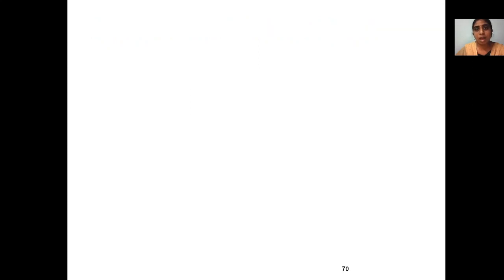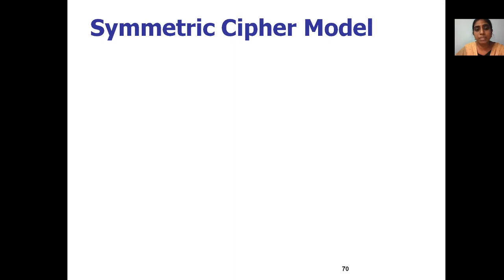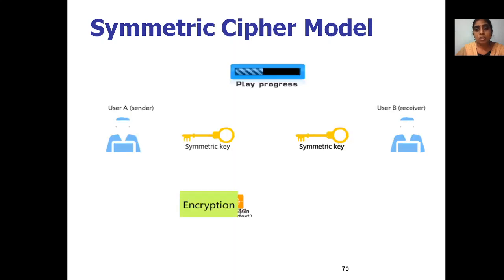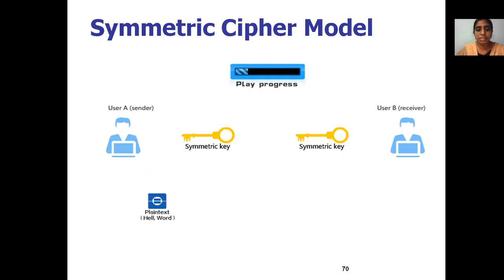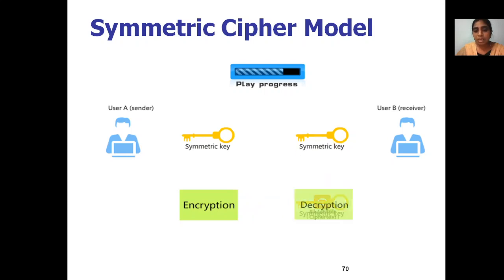So let us see how the symmetric cipher model works. You can observe here the user sends the data, encrypted with the symmetric key. At the decrypting end, the same symmetric key is used and the data is received by the receiver. The plaintext "hello" is taken and encrypted into ciphertext, and with the same key decryption is done and received by the receiver.